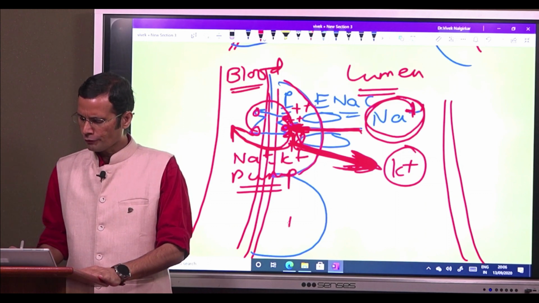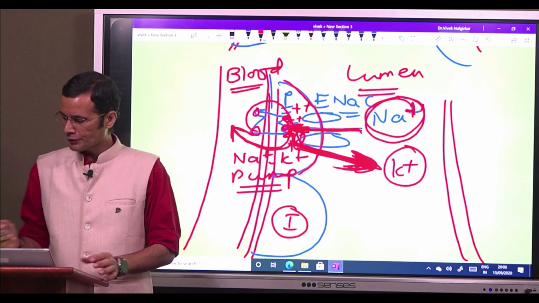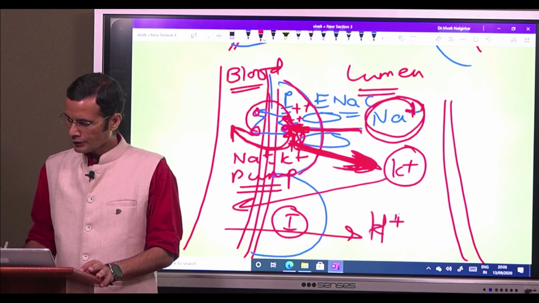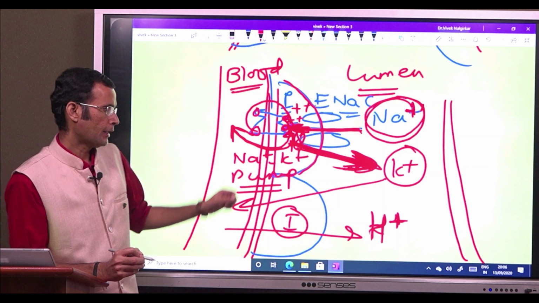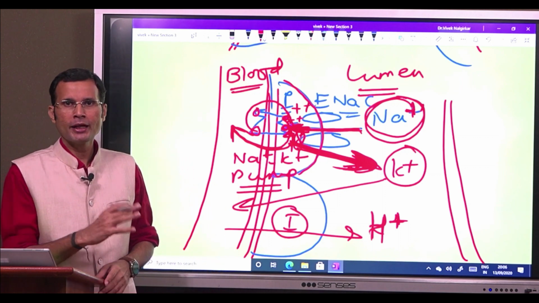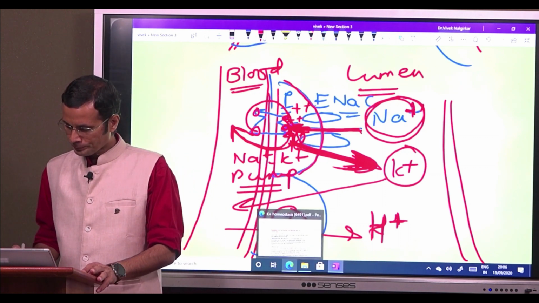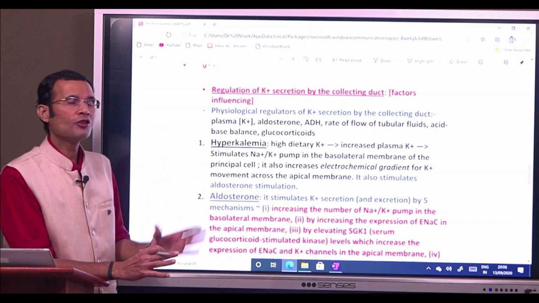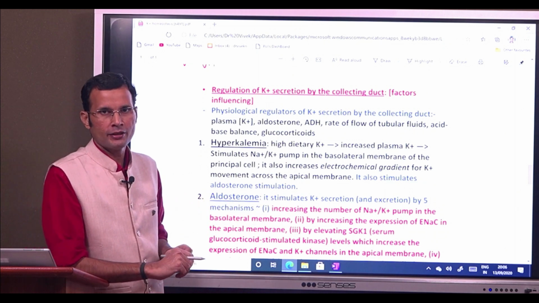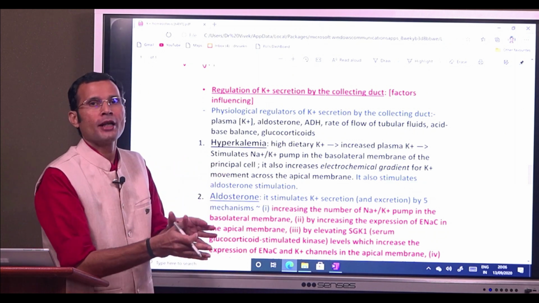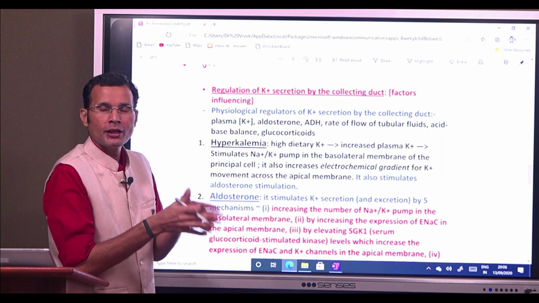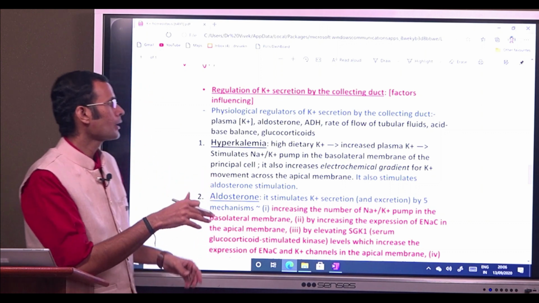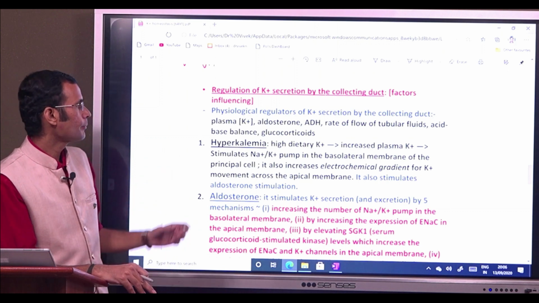And then of course I mentioned the intercalated cell, which can reabsorb the potassium and secrete the H+. We have seen that also, the potassium and hydrogen go in opposite directions. So now let's see what are the physiological regulators of potassium secretion by the collecting duct. We saw so far how potassium is secreted into the tubular fluids by the principal cell. Now let's see what are the regulators of this.